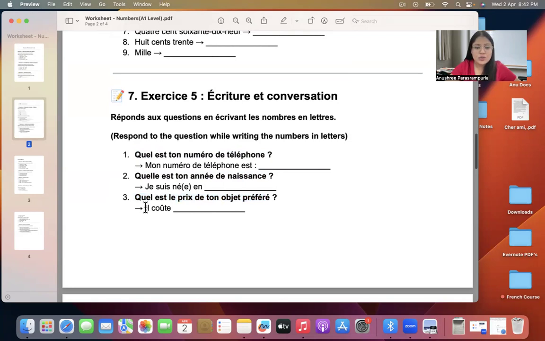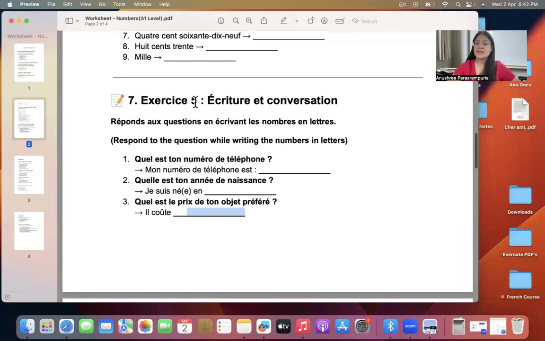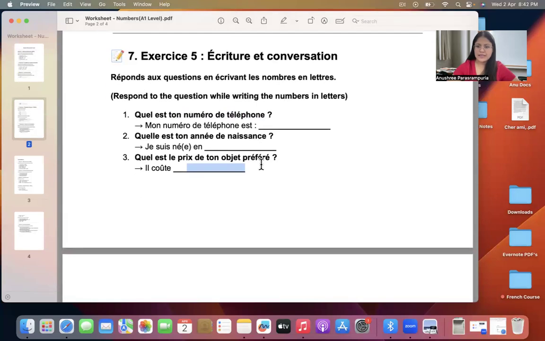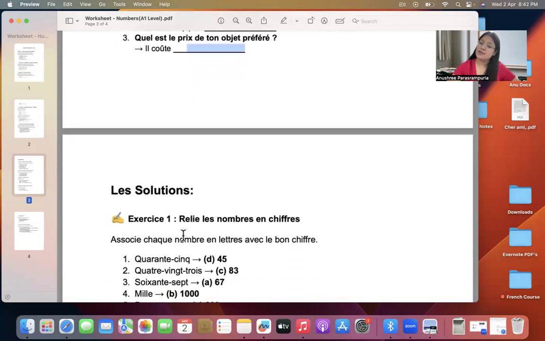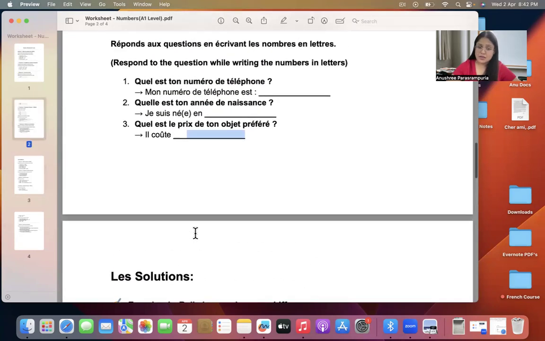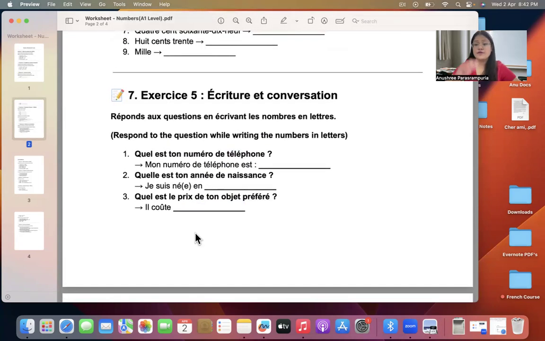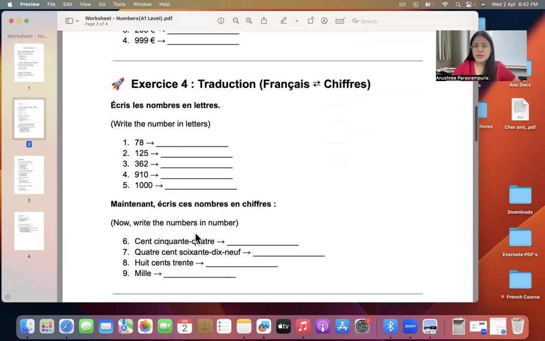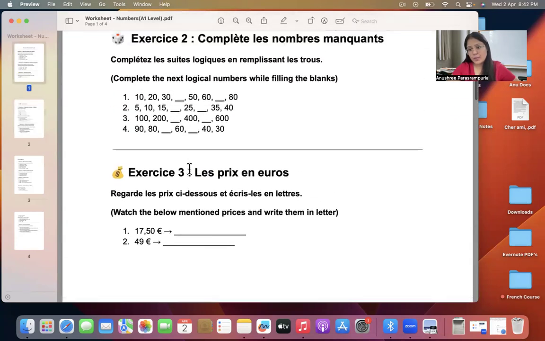Then it is written, il coûte, it costs, and then you have to write the cost either in rupees or in euros. We are going to see this in much more detail very shortly, with solutions as well, for you to be able to understand. So I recommend you first solve this, then go back to the solution and mark your answers. By that, you'll be able to understand where you stand with the numbers.